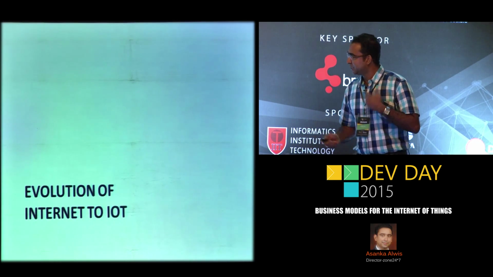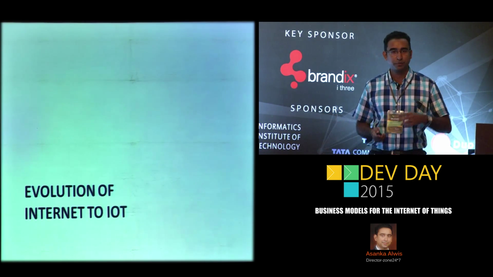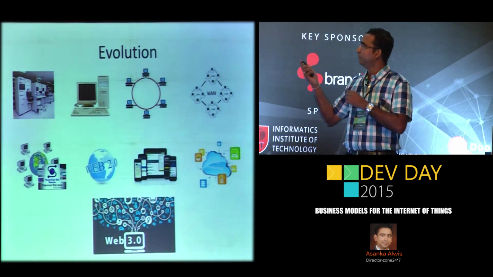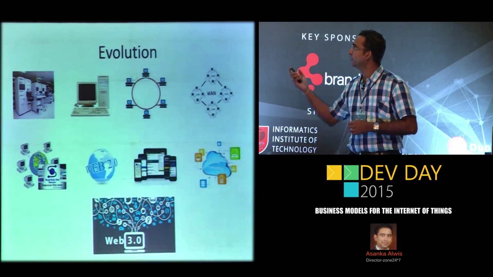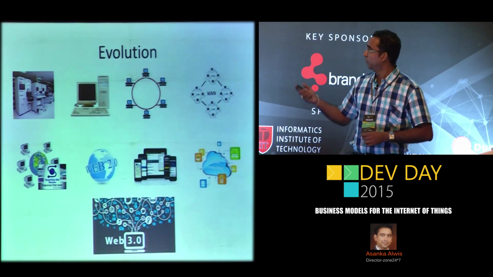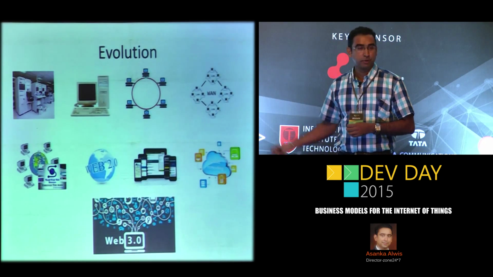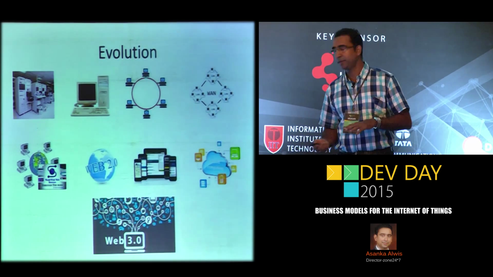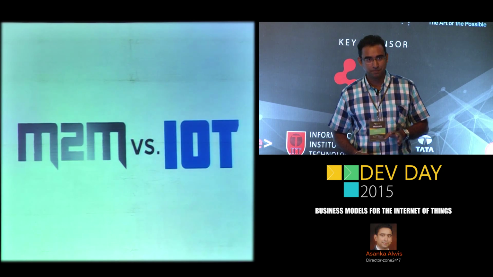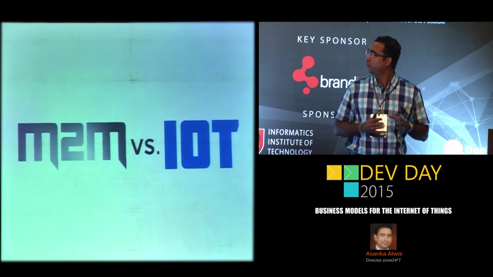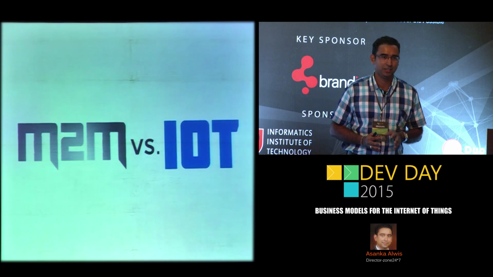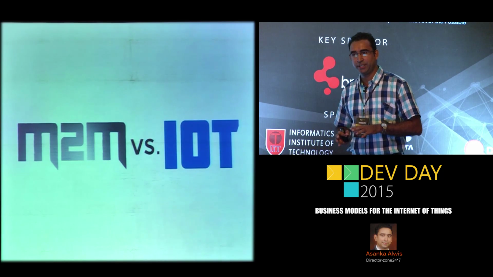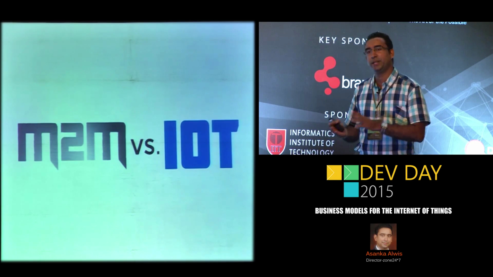So if I just give you a briefing of the evolution of Internet to IoT, we started from the mainframe, single computers, LAN, WAN, then the World Wide Web, then collaboration with Web 2.0, then mobile, and it continues. One of the misinterpretations of IoT is that some believe M2M, machine-to-machine communication, is also IoT, which it is not. When it comes to IoT, it always starts with people and it has to end with people.